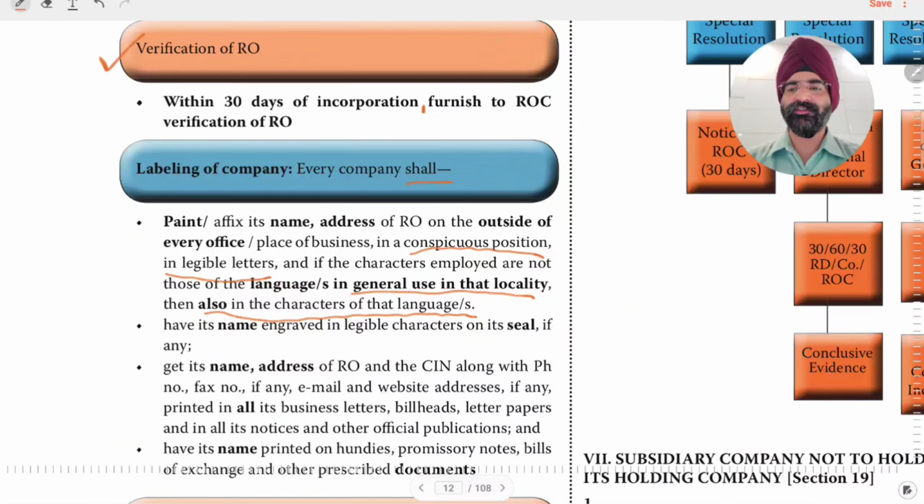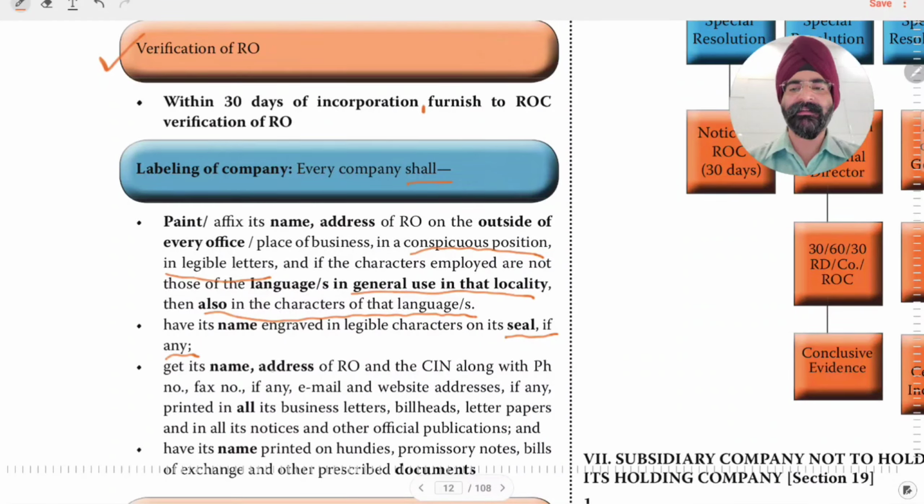Next is every company shall have its name engraved in legible characters on its seal, if any. So earlier common seal was mandatory. Now if the company is maintaining a seal, then the name should be engraved in legible characters.